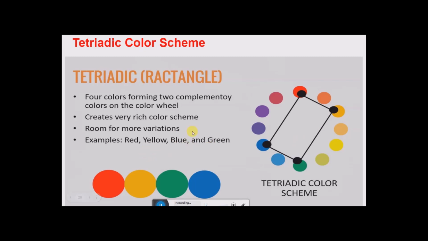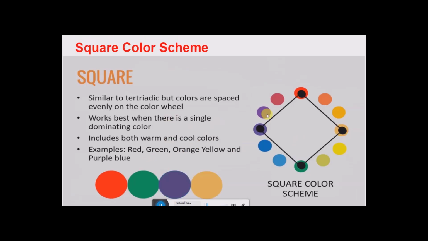An example is red, yellow, blue, and green. We have the square, which is this, this, this, this. These are squares. They are similar to the tetradic color that we just saw, but they are spaced evenly on the color wheel. They have more space. They are not like that rectangle. They work best when there is a single dominating color, like maybe this red is the dominating color, while these others act as subsets or complementary colors. They include both warm and cool colors. These are examples: red, green, orange, yellow, purple, blue.